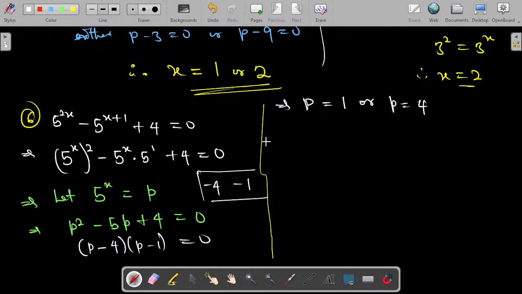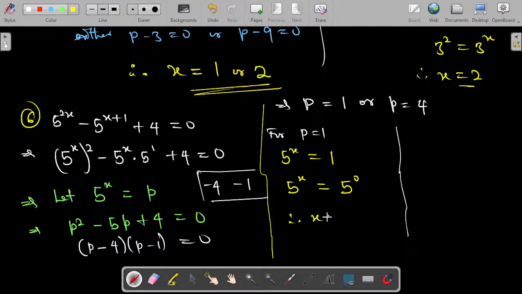So if you start from the first one, when p is equal to 1, here again we can divide this into 2. When p is equal to 1, what it means is that our 5 to the power of x is equal to 1. And so to get our x, we can try to write 1 in base 5, and that's going to give us 5 to the power of 0. Therefore, our x alone is equal to 0 for this particular value of p.